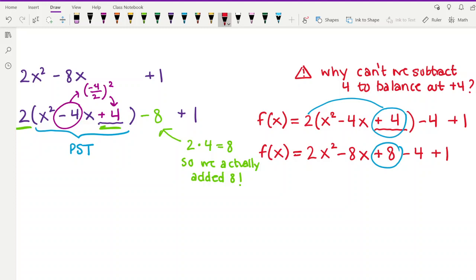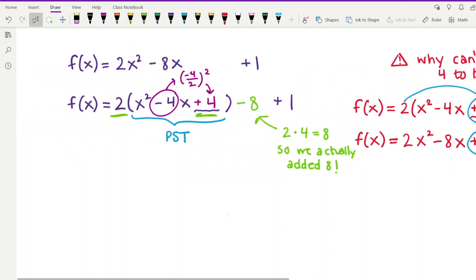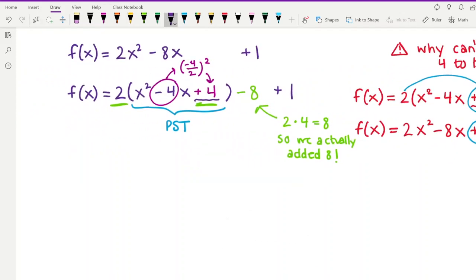And so here's the answer. We saw that we didn't actually add 4, we actually added 8. Okay, so what do we do now? Well, now we just start cleaning things up. So from here, it's actually just like before. We still have this 2 on the outside, but now we can factor this perfect square trinomial. We can factor this as x minus 2 squared.